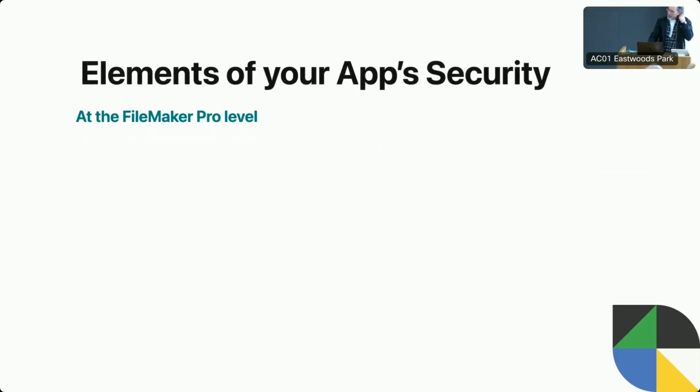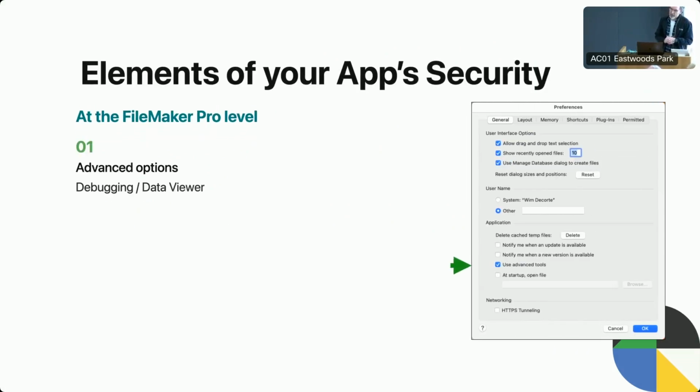Right. At the FileMaker Pro level, we have a couple of different things that we need to consider. Under the advanced options, and I'm sure we as developers, that's the first thing we turn on, right? Clients probably do not need to have this turned on. This gives them access to the data viewer, gives them access to the script debugger. And I realize full well that as developers, when we need to troubleshoot and we can go to a client and run the debugger there, that's fine, right? But we shouldn't leave these on, right?